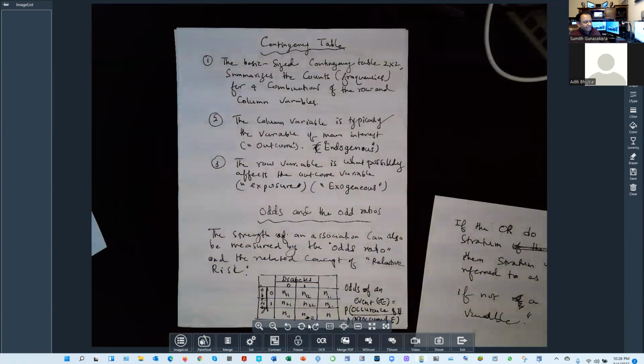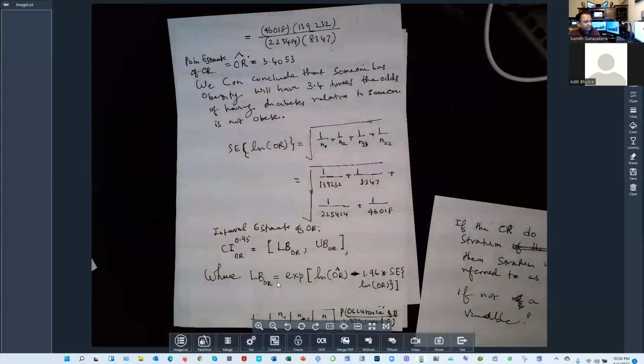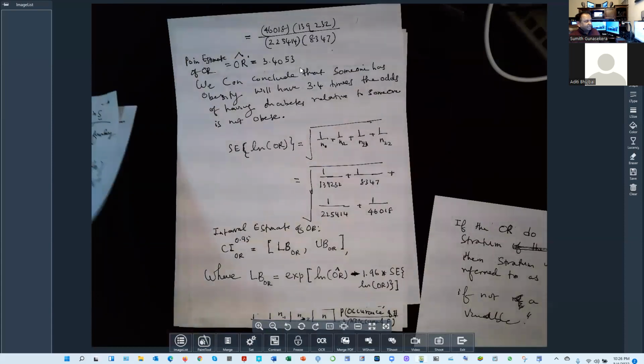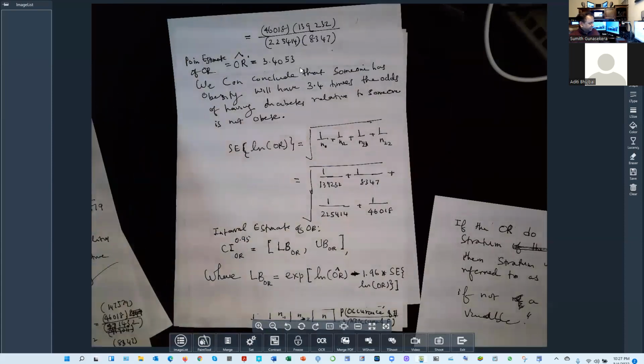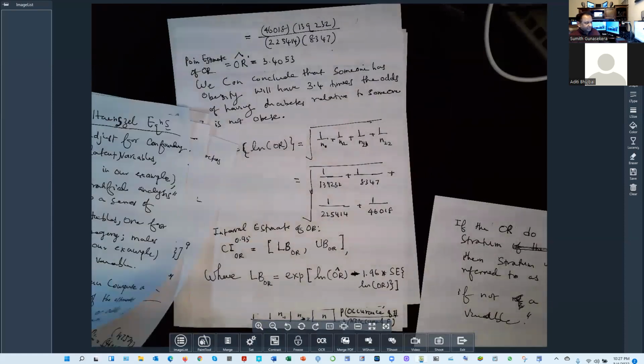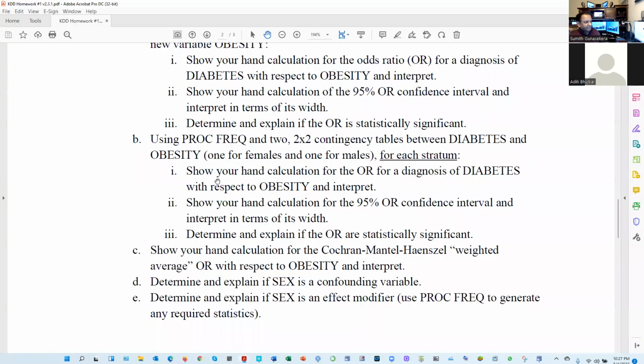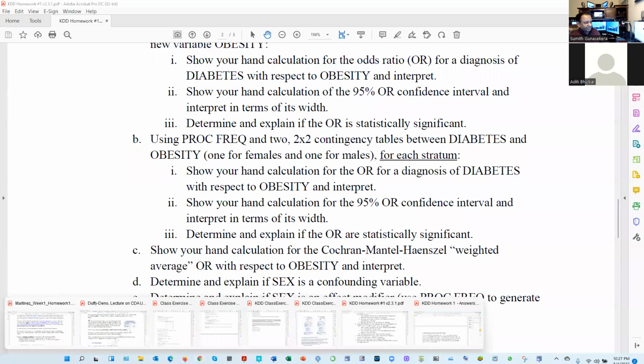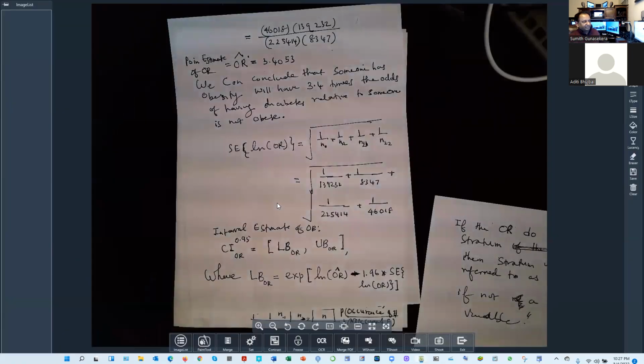You go to that table, go to the male table, and calculate the odds ratio for male. That's what they say here. And you do the same thing for female as well. Same thing you do for female, the same way that we do, because those are not the same table.